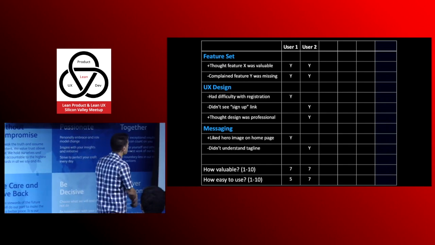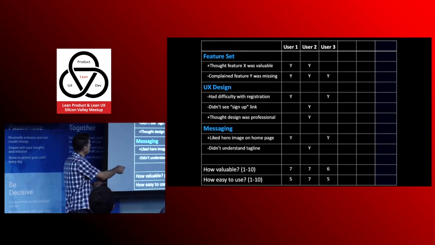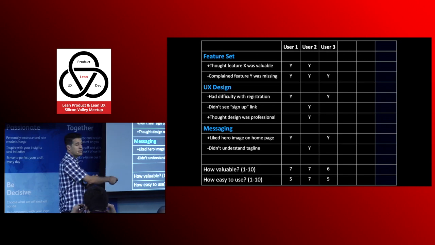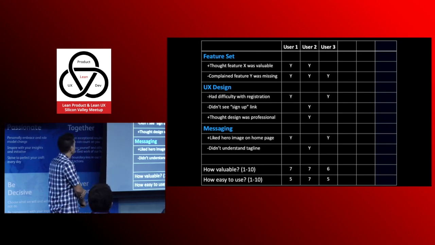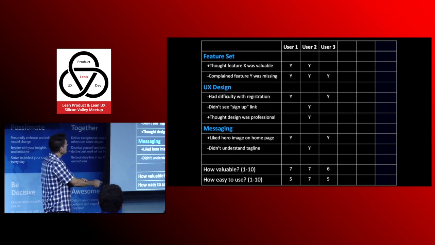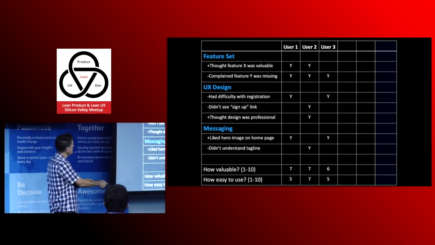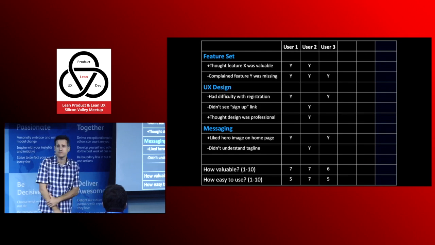Then we go on to user 3. They didn't say anything about feature X. They also complained about feature Y missing. So there's a pattern emerging there. He also had difficulty with registration. He didn't say any of these other things. He said he liked our hero image, and that's it. And those were his scores. Yeah?